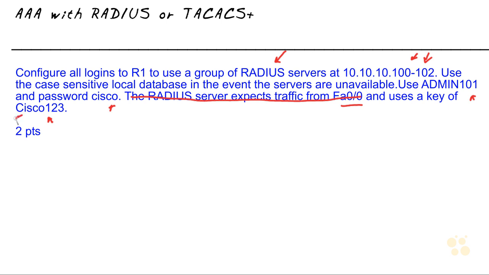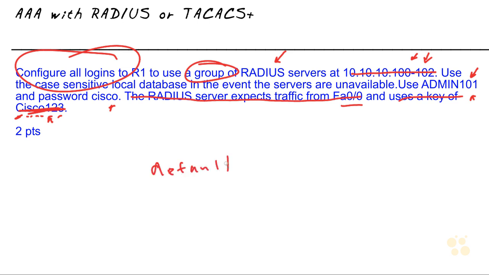The key of uppercase C, then isco123. We took care of that when we defined these three servers. We put them into a group. There was no specific name we had to give that group. We configured fallback of admin 101 password Cisco, and that jogs my memory on the final thing we need to do, and that is specify for all logins that nice default methodology that we are going to use. And obviously, we're going to fall back to the case-sensitive local database.